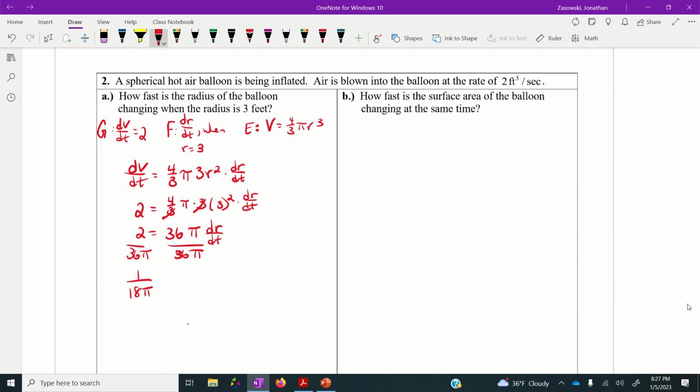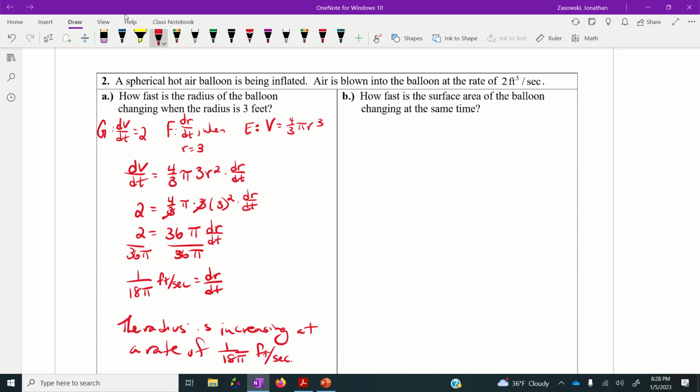And because the units are cubic feet per second for the volume, our radius is just going to be in feet per second. And that's dr/dt. And then we want to make our statement for ourselves. So the radius is changing, and not just changing, but increasing at a rate of 1/18 pi, make sure the pi is on the bottom, and then feet per second.